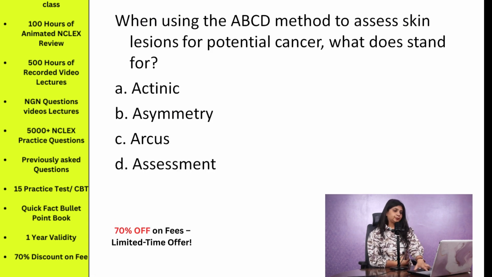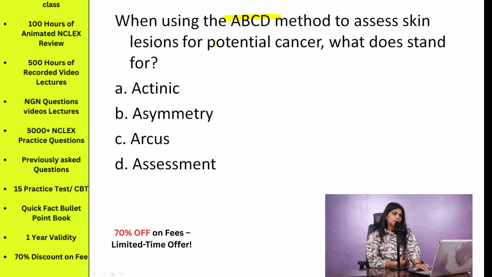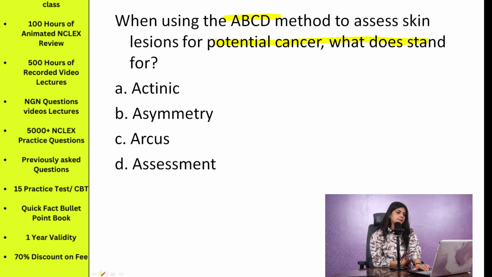When using the ABCD method to assess skin lesions for potential cancer, what does A stand for? A. Actinic. B. Asymmetry. C. Arcus. D. Assessment. Answer B.